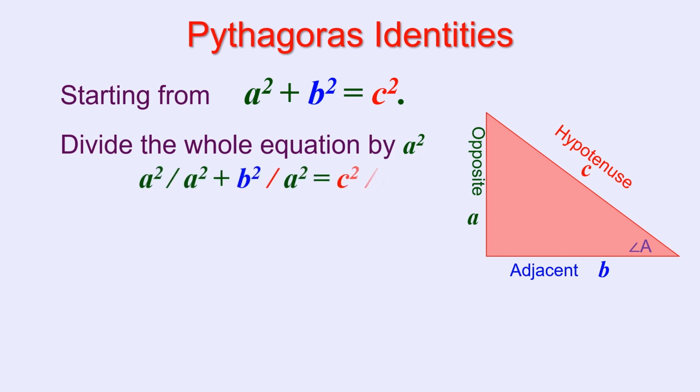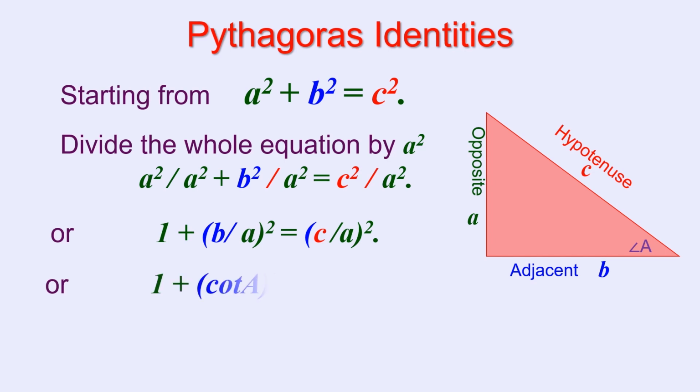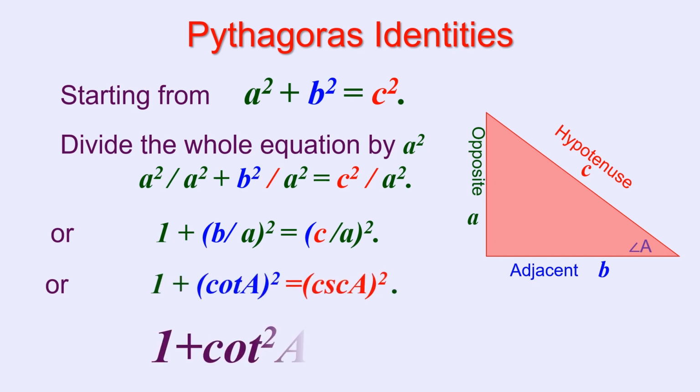The next identity we get by dividing the equation by a squared, as b by a equals cot A and c by a is cosec A. So we get 1 plus cot squared A equals cosec squared A.